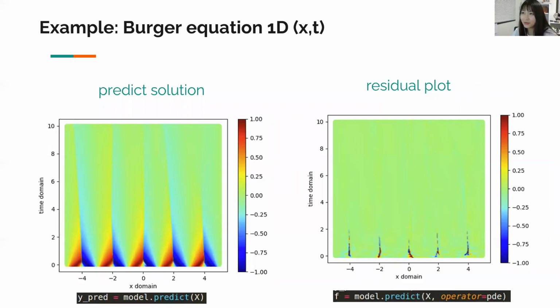And here are my results. As we can see, the residual is quite low. It's almost 0 everywhere. And the left-hand side is my predicted solution from the trained neural network. As we can see, it looks a little bit weird, but it's not weird actually, because I set my initial condition to be a sine function. That's why we can see 1 to minus 1, 1 to minus 1.